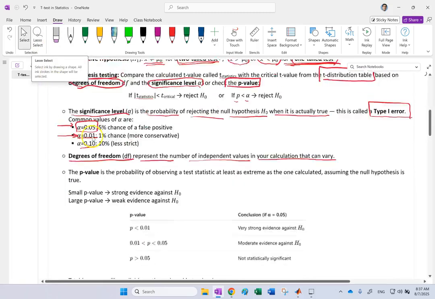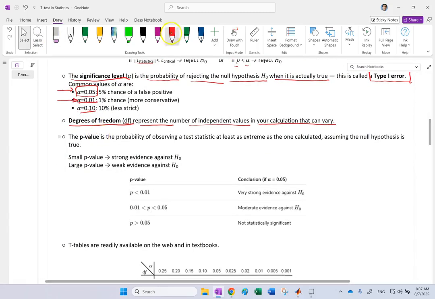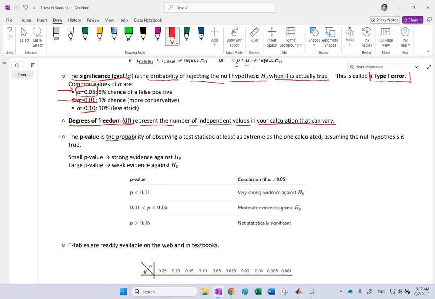Okay, so p-value is basically the probability of observing a test statistic on a sample that is as extreme as the one that you just calculated, assuming that the null hypothesis is true. So here, assume that the null hypothesis is true. So assume that the average height in this class is the same as the general population.